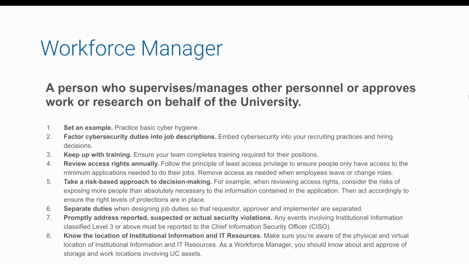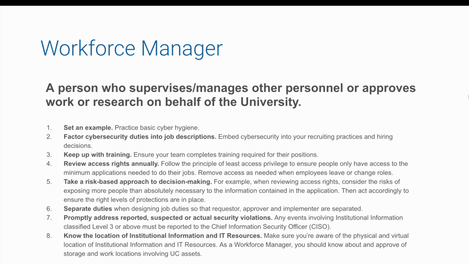You review access rights annually. Follow the principle of least access privilege to ensure people only have access to the minimum applications needed to do their jobs. Remember to remove access as needed when employees leave or change roles. You take a risk-based approach to decision-making. For example, when reviewing access rights, consider the risks of exposing more people than absolutely necessary to the information contained in the application. Then act accordingly to ensure the right levels of protection are in place.